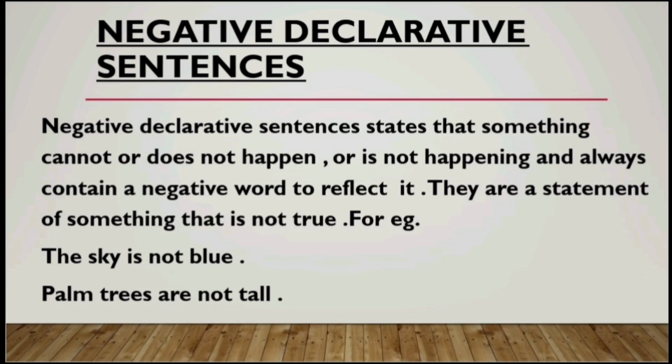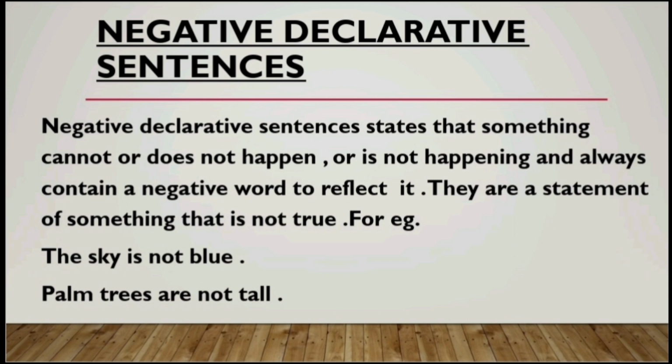The second type of a declarative sentence is negative declarative sentences. Negative declarative sentences state that something cannot or does not happen or is not happening and always contain a negative word to reflect it. They are a statement of something that is not true. So a negative declarative sentence is just opposite to positive or affirmative declarative sentences, because they tell that something is not like that of something. It is such a sentence that tells that something is not so.